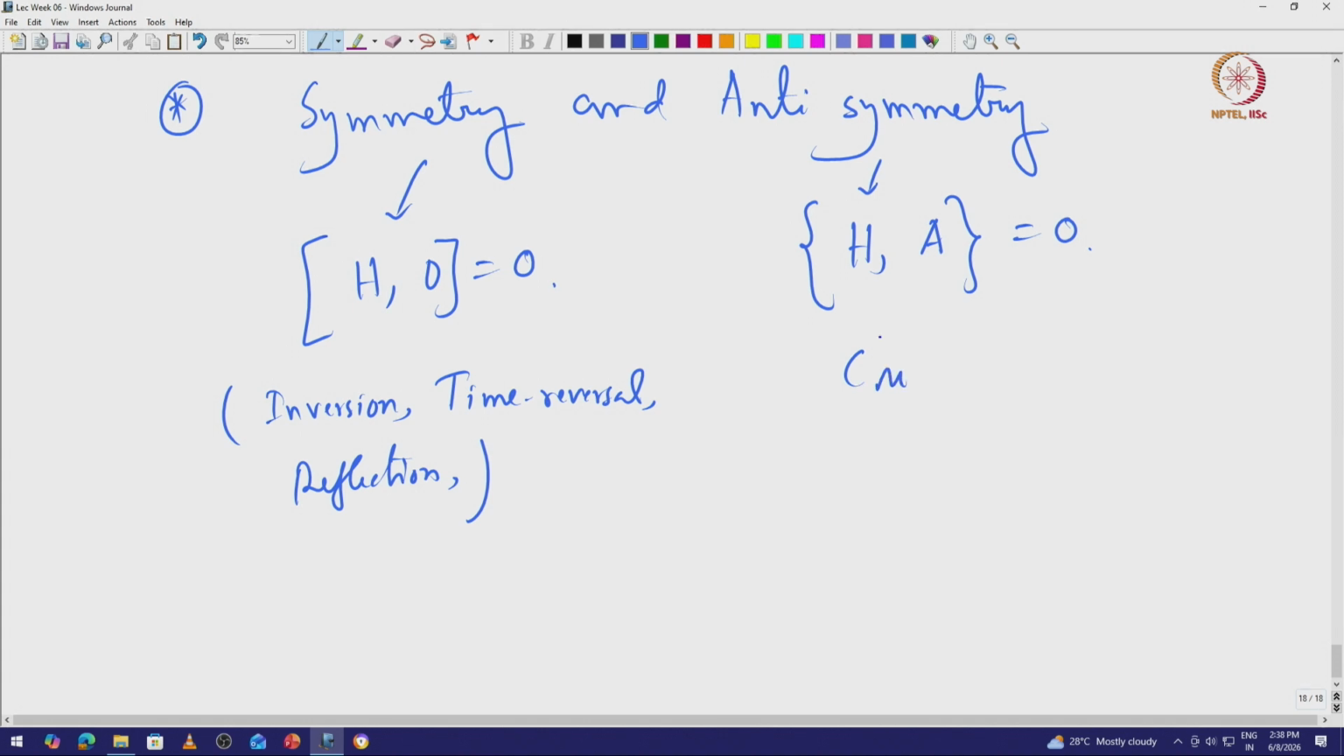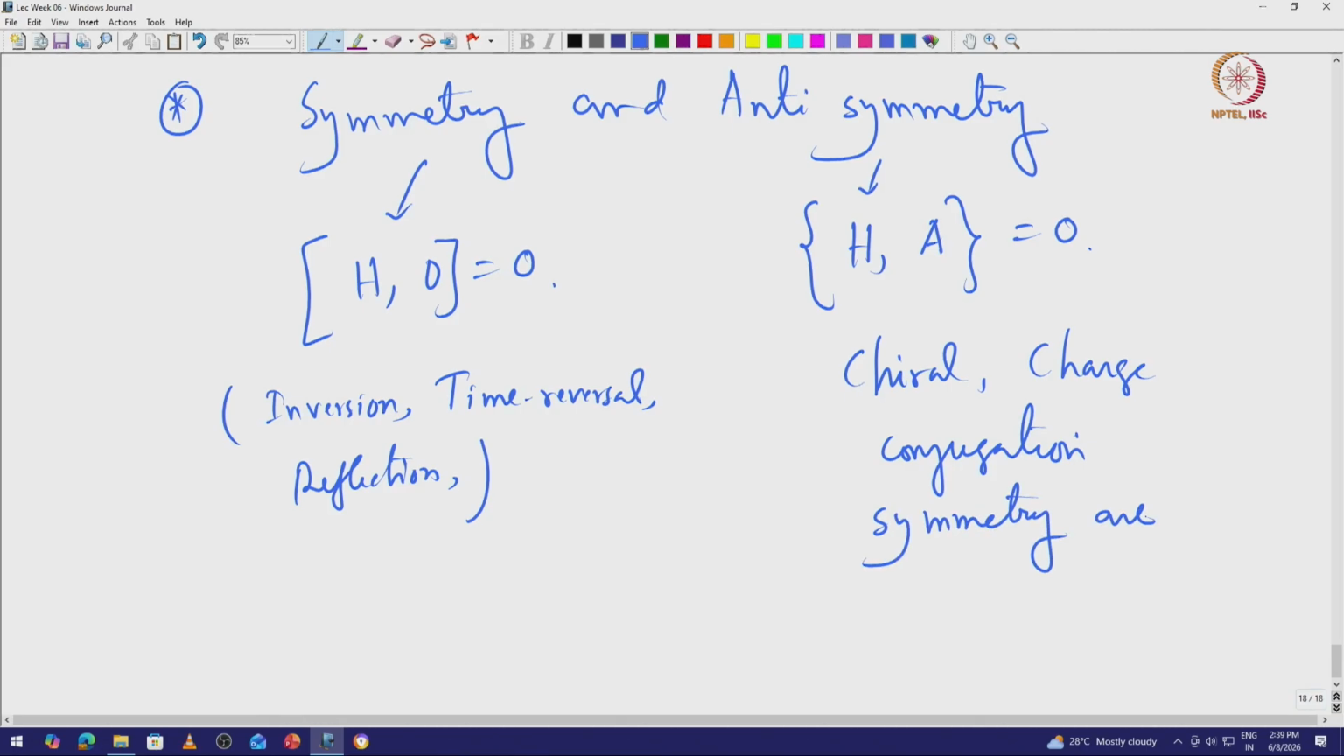Whereas the chiral and charge conjugation symmetry are anti-symmetry. So I am using the word symmetry and anti-symmetry together. It's just a matter of nomenclature. This is symmetry as we often just attribute it to be, except the fact that this operator anti-commutes with the Hamiltonian. So that's what I am rather going to call anti-symmetry.